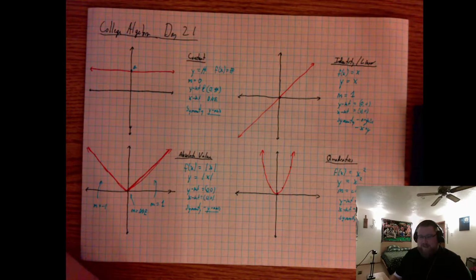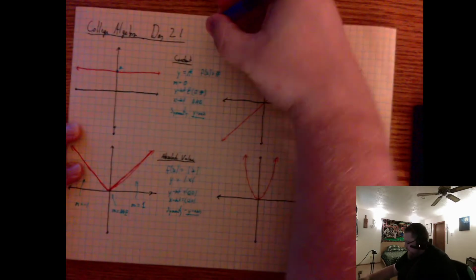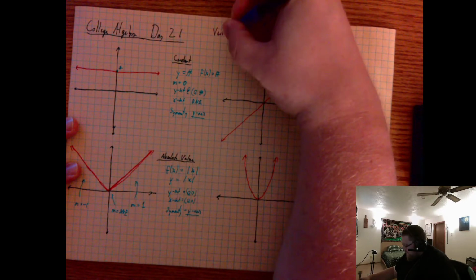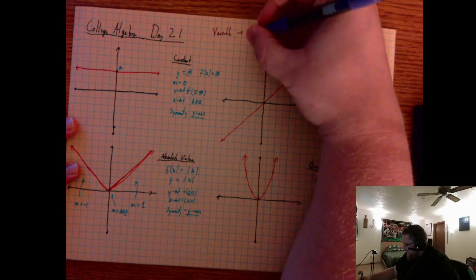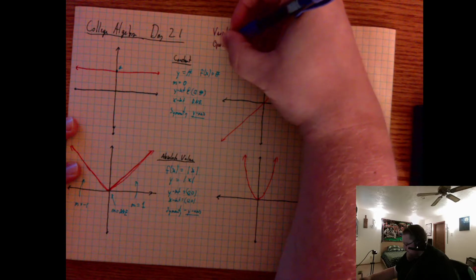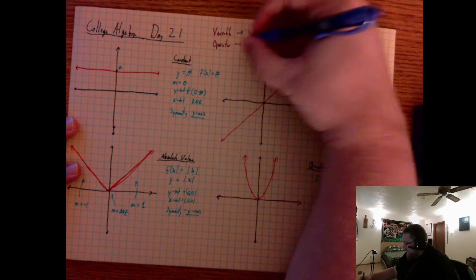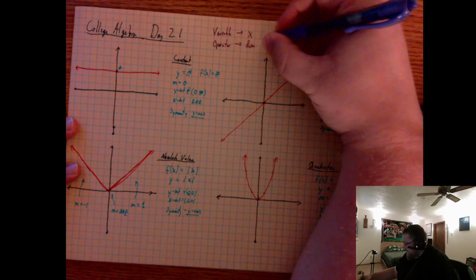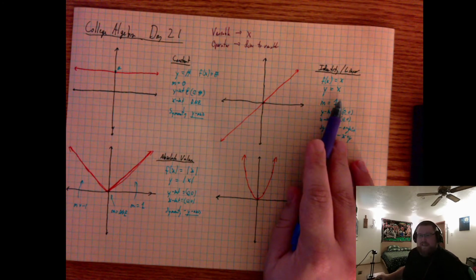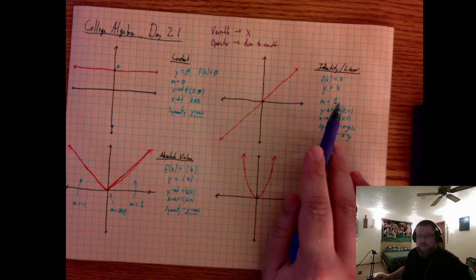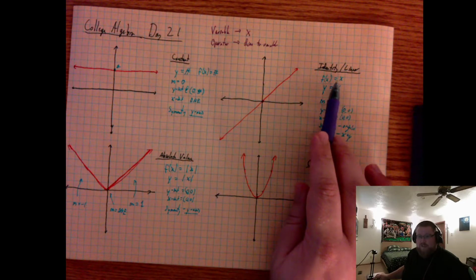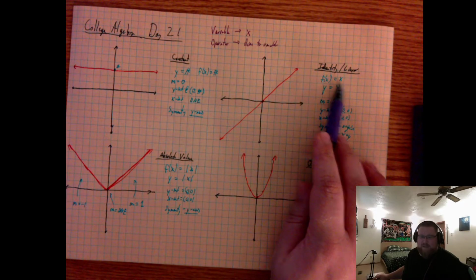What I want to point out about each of these toolkit functions is there's 2 main components to them. There is the variable, which for all of these, the variable is x. And there's a secondary part of these too. There's the operator. The operator is what's being done to the variable. So for a linear equation, what's being done to the x is you're multiplying to it, or you're adding to it. There's 2 major things that can happen. And the primary one is multiplication, something times x, or something being added to x.